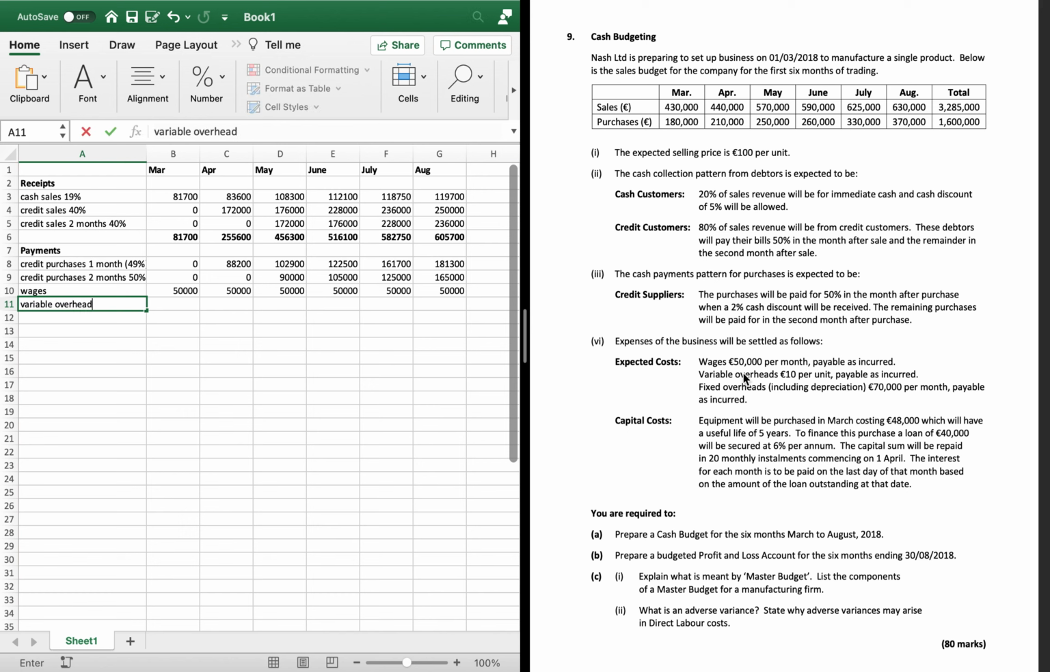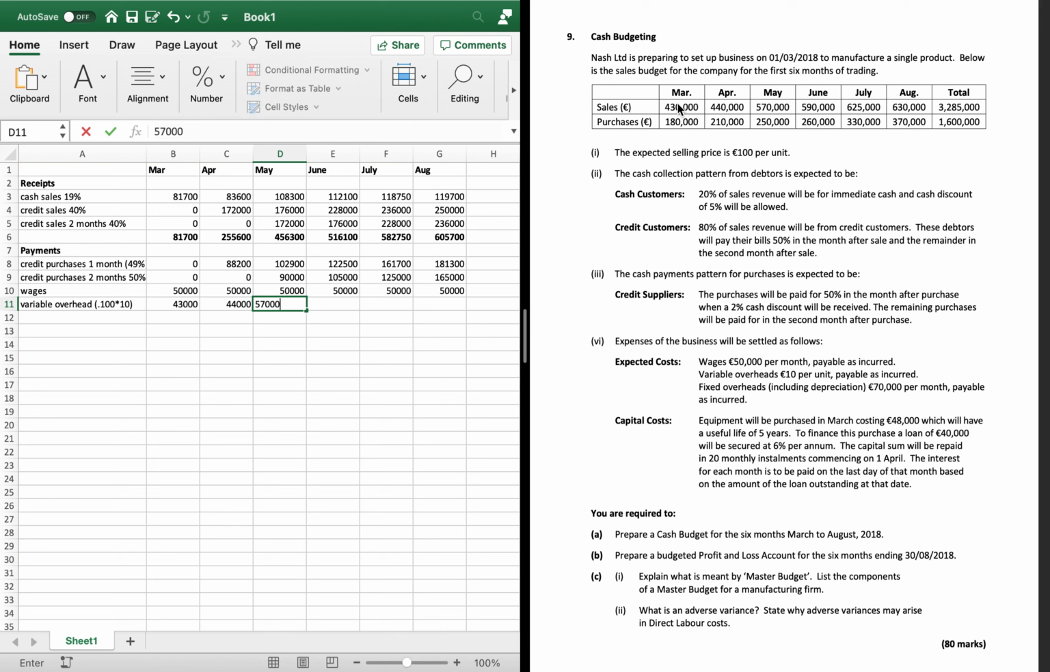Now it doesn't tell us how many units we have, but we can work out how many units we have. The expected selling price is 100 per unit. So if we collect 430,000 from sales in March, well then 430,000 divided by 100 will give us the number of units. So that's 43,000. So it's going to be divided by 100 and multiplied by 10, which of course is just divided by 10. So 430,000 divided by 100 multiplied by 10 is going to be 43,000. 440 divided by 100 multiplied by 10 is 44, and so on.